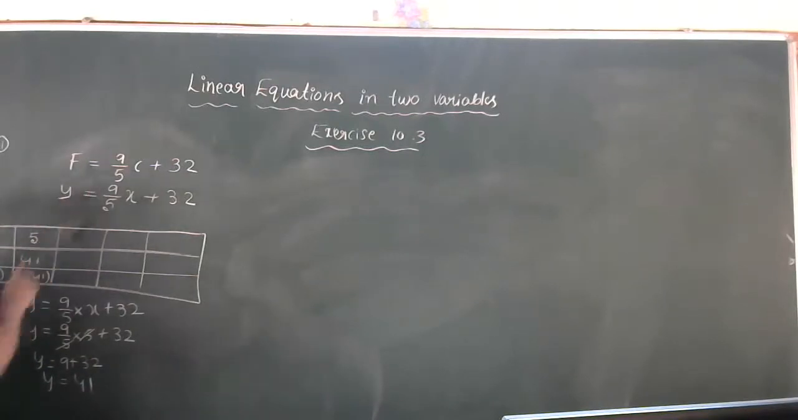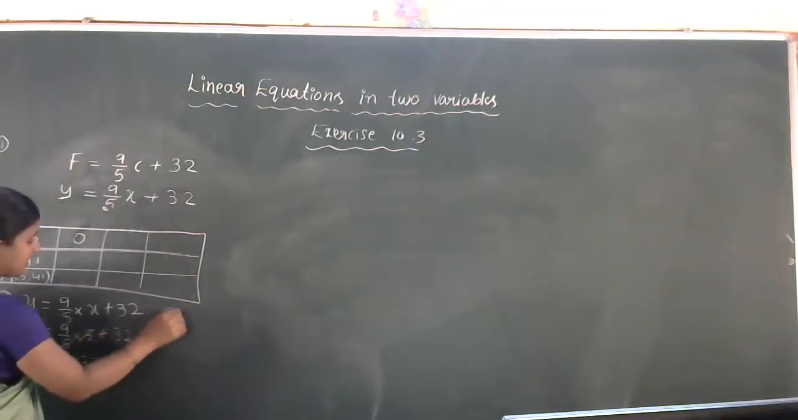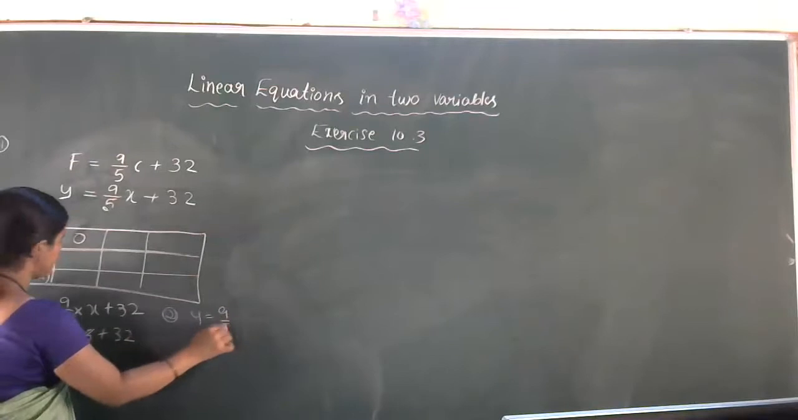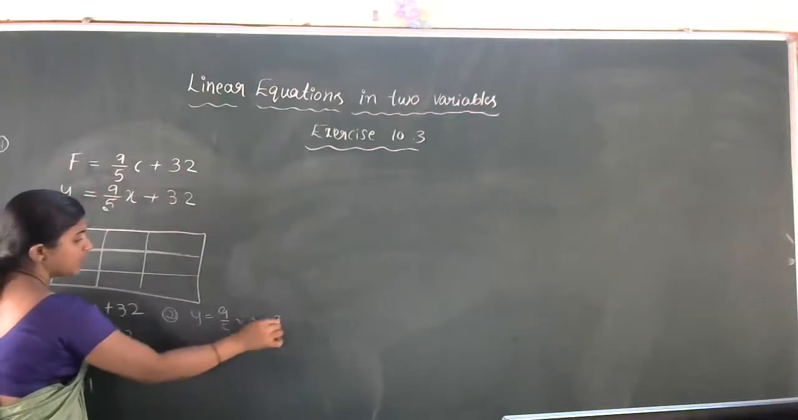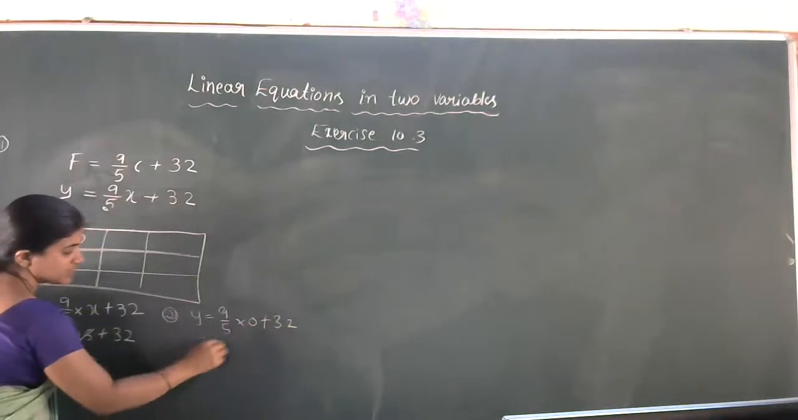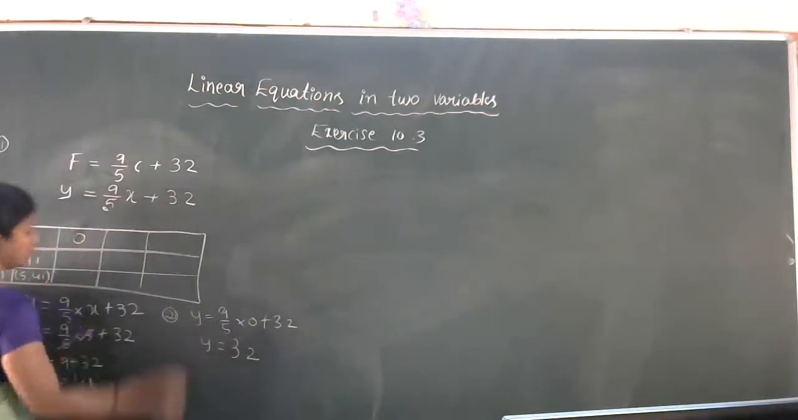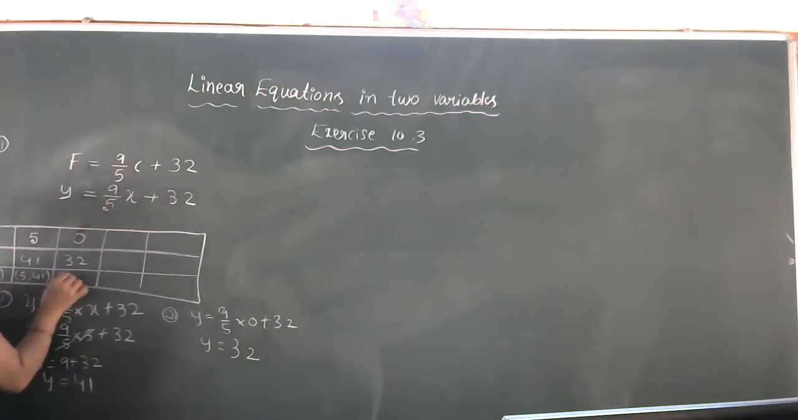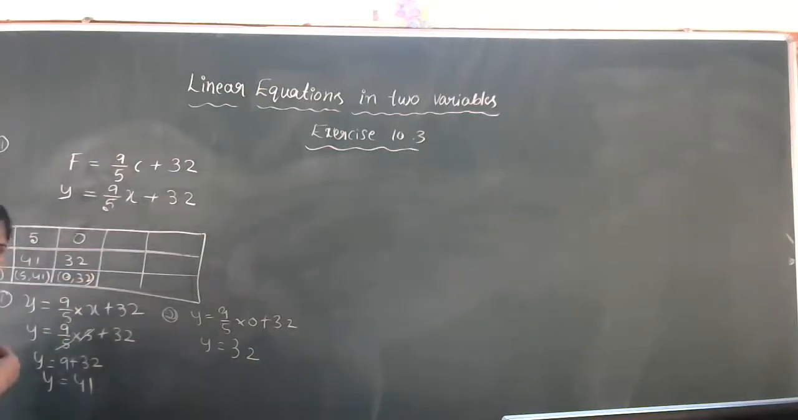Now which value do we have to take? Can we take 0? We can take 0 also, no? X is equal to 0. Then what value will we get? Y is equal to 9 by 5 into 0 plus 32, which is equal to 32 only. So 0 comma 32. Got the idea of this one? 0 comma 32 is also one solution.